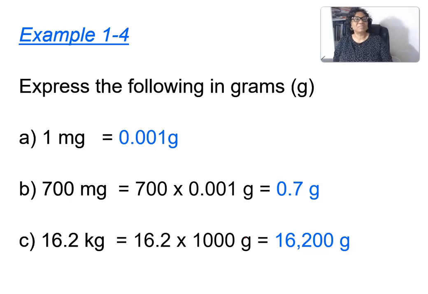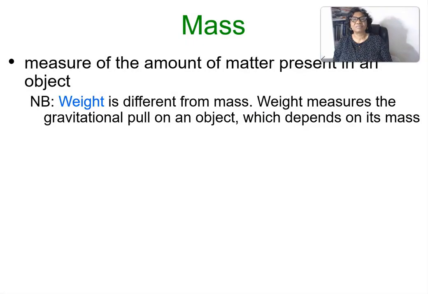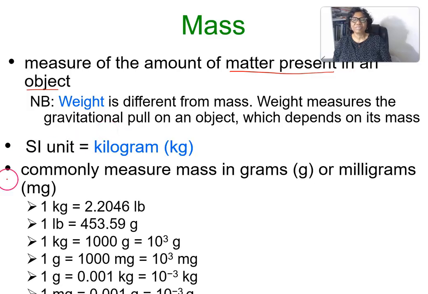Now we want to take some examples for mass. Let's talk about mass. Mass measures the amount of matter present in an object. Please, weight is different from mass. Weight measures the gravitational pull on an object, which depends on its mass. Weight can change, but mass does not change. The SI unit for mass is kilogram.